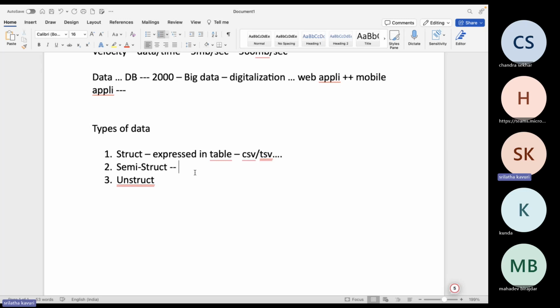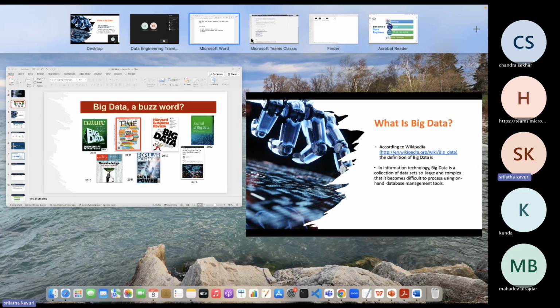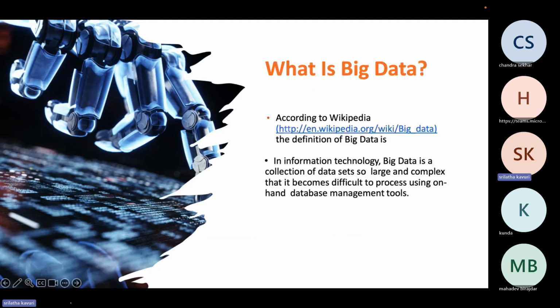Whereas semi-structured data is something which cannot be straight away expressed as a table, but can be pre-processed and then converted into a table. Examples of these are JSON files and XML files. If you are very new to computer science, you might not have seen a JSON or XML file. Let's look at a few file formats here.